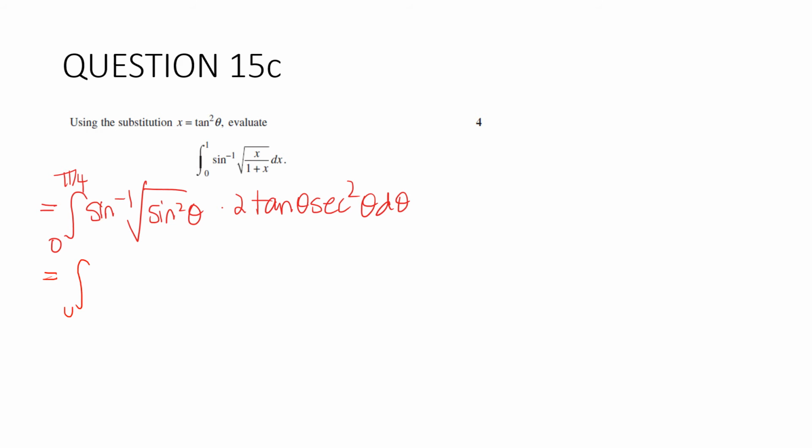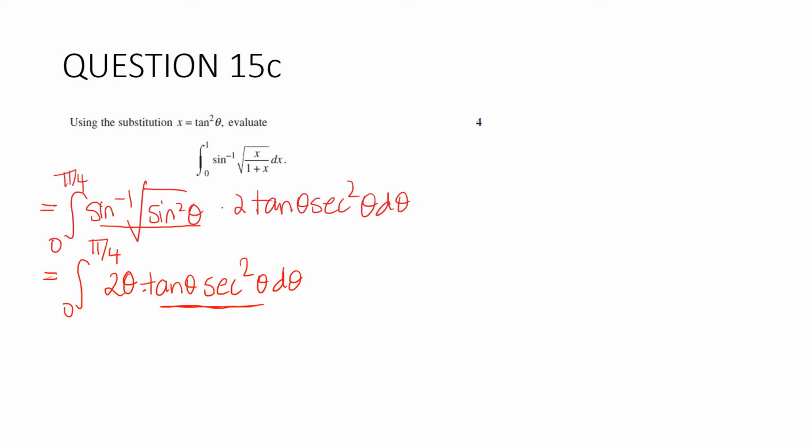Equals the integral between 0 and pi on 4. Now, inverse sine of sine theta is theta, times 2, let's put the 2 there, tan theta sec squared theta d theta. All right, I think we're getting somewhere. Now, I can see this is ringing bells for me because sec squared theta is the derivative of tan, so that's just a reverse chain rule there.